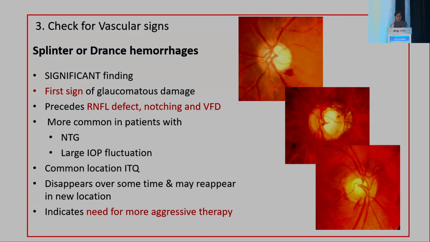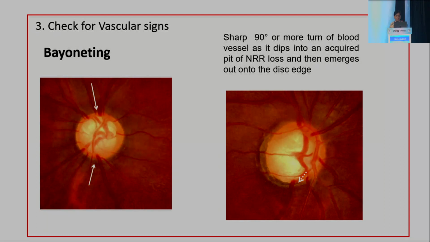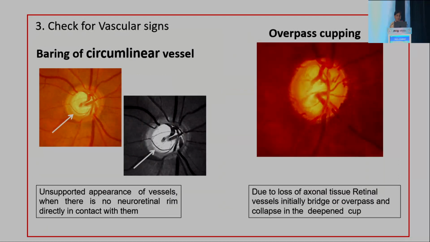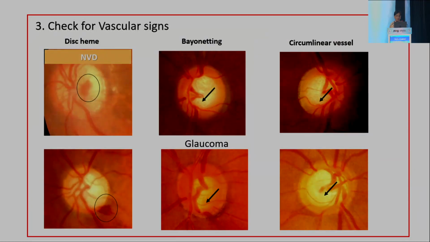Check for vascular signs. This is a significant finding, that is a splinter or disc hemorrhage. This can be the first sign of glaucoma, and it is seen in NTG with large IOP fluctuations, and hence you need to monitor and may need more aggressive therapy. Bayoneting is seen where there is a sudden change in direction of the vessels when they come out of the NRR. Bearing of circumlinear vessel is because of the loss of neuronal tissue here, and overpass cupping is also seen where the vessels suddenly dip into the nerve because of the loss of tissue.